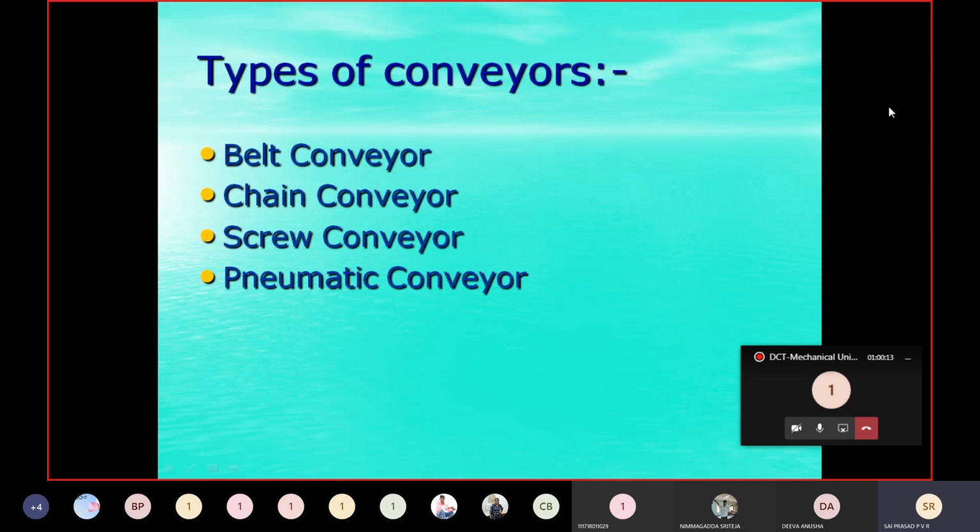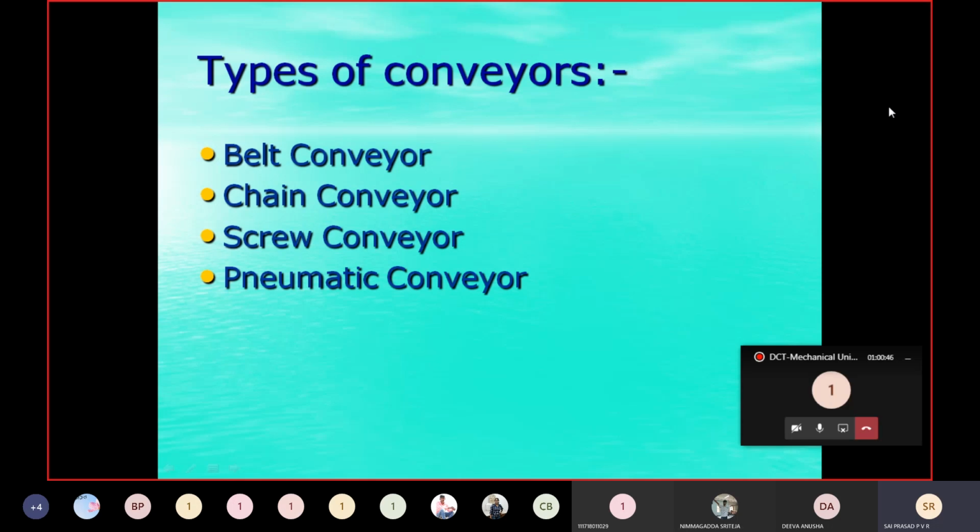Then in the case of chain conveyors, as I said, if the weight of the material increases, and it has some sharp corners, or its density is also very high, in that case, of course, the belt will not be used because a belt will be subjected to elongation. As soon as the material comes in between the 2 points of the conveying system, it will try to elongate, and that may damage the life of the belt also.